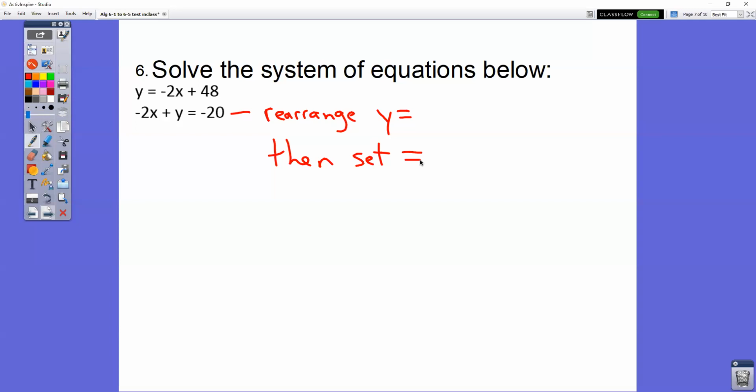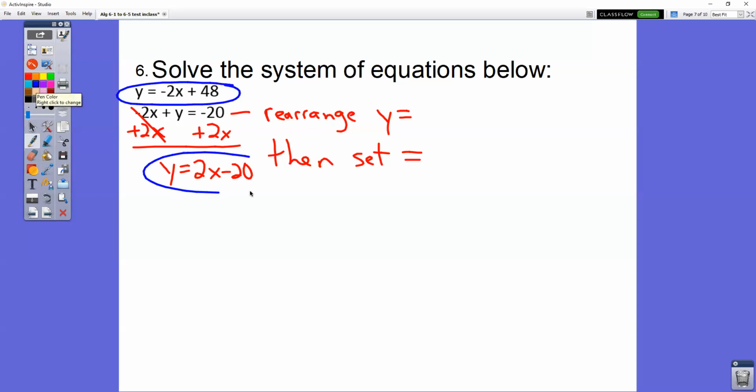So in the second equation, to get this y all by itself, I would add 2x and add 2x. That way you're getting the y all by itself. Remember, you can't add together an x and a plain number, but we could switch around the order if we wanted to put it in that graphing form. So we get 2x minus 20. So now I have my two equations. I have these two equations that I circled in blue.